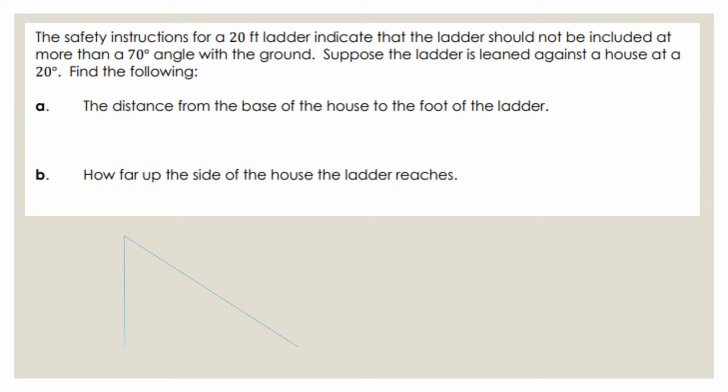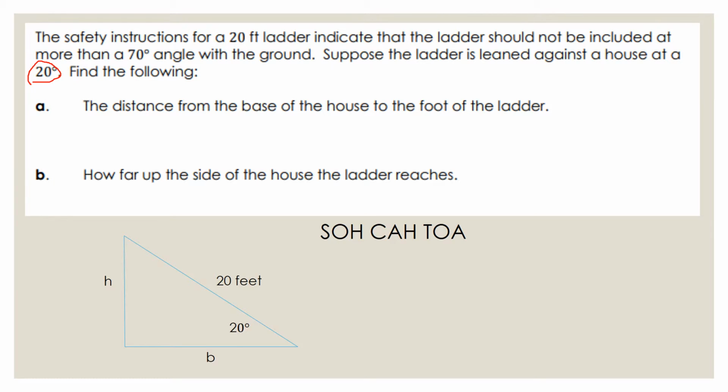So we can draw a picture. We have the side of our house with our ladder leaning up against it. The ladder is going to be 20 feet long, and with the ground it's going to make that 20-degree angle. Be sure that we're looking at that 20 degrees. The 70 degrees is just what the safety instructions tell us, but we want to know what we've got at 20 degrees. Here we have the height of the house and the base, or the distance that the ladder is from the bottom of the house.